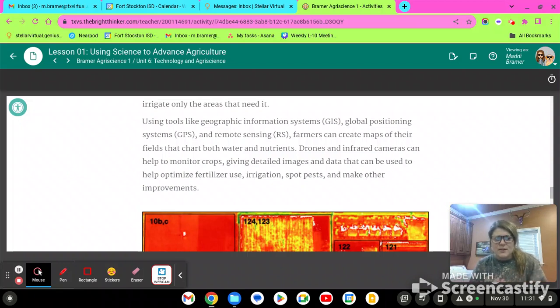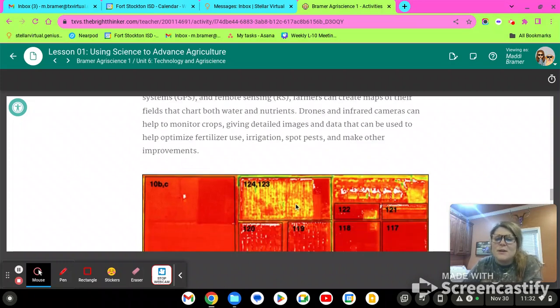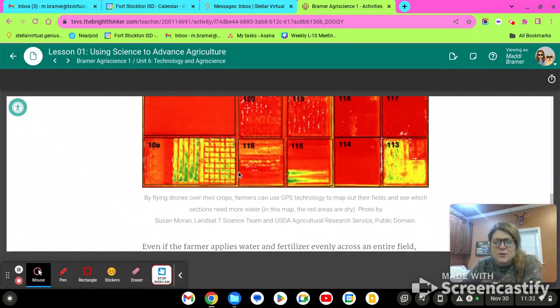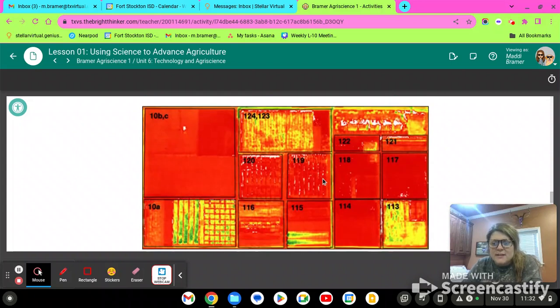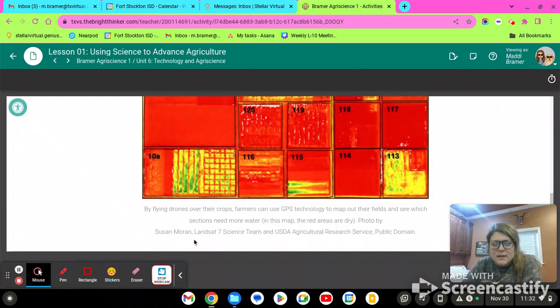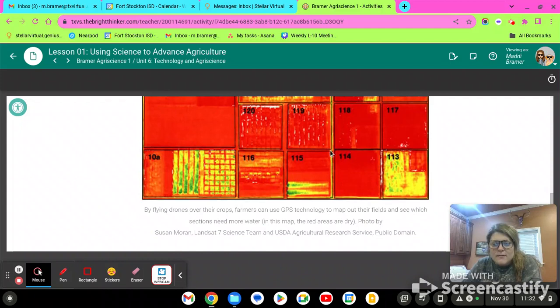We use drones with infrared cameras to help. They can go in and see the moisture contents of the crops, detailed images and data that can be used to help for fertilizer use, irrigation, so many great things that we use these for. Here's a good picture that shows what it looks like, the infrared technology flying drones over crops to see which sections need more water.